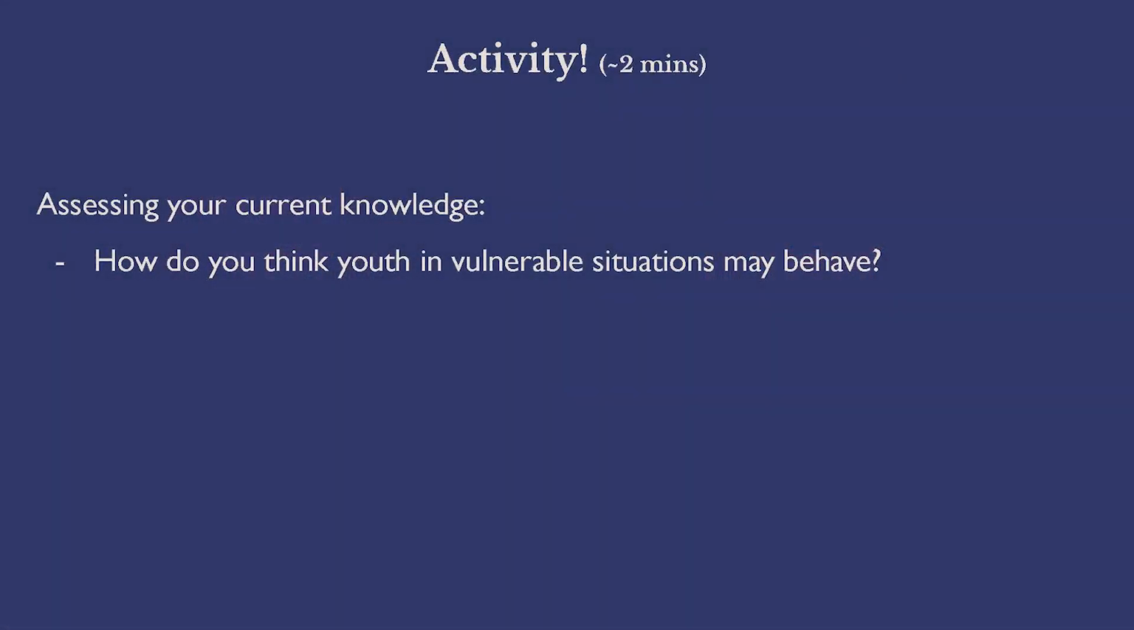Okay, so we're going to start with our first activity. Let's assess your existing knowledge. So how do you think vulnerable youth will behave in different situations? Take a few minutes to write in your workbook or brainstorm with the people around you to come up with some behaviors that you might think might be common among these youth. It is estimated that this activity will take about 2 minutes. You can press pause now and press play once you're finished.